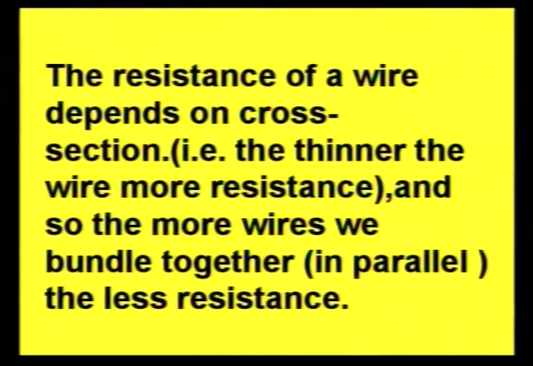the resistance of a wire depends on the cross-section, right? Meaning that the thinner the wire, the more resistance, and so the more wires we bundle together will give a wire in parallel, and this time it will have less resistance. In last term's lesson, you should have seen something on resistors which are in series and parallel.